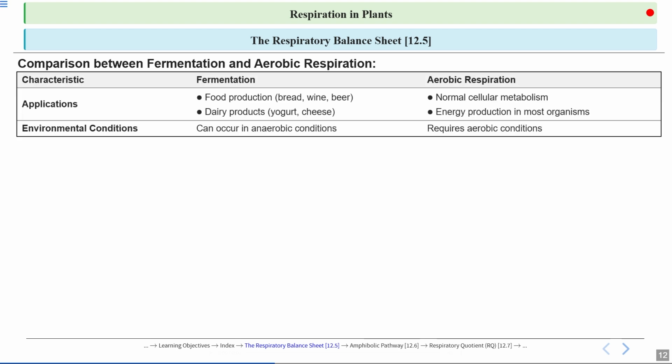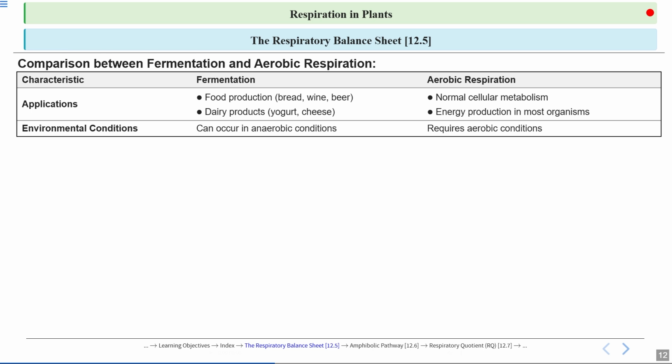Now let us look at some applications of these processes. Here also we can differentiate between them. Fermentation is useful in food production, that is for production of bread, wine or beer. And it is also useful in production of dairy products like yogurt and cheese. If we talk about aerobic respiration, our normal cellular metabolism depends upon it, and energy production in most organisms is by aerobic respiration, and therefore it is very important.